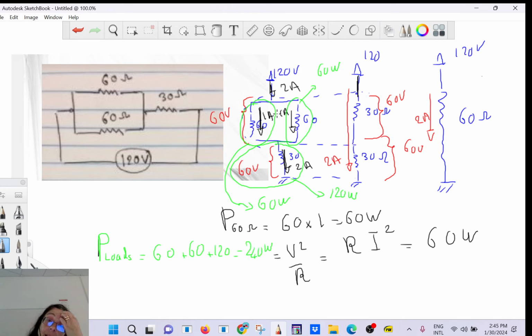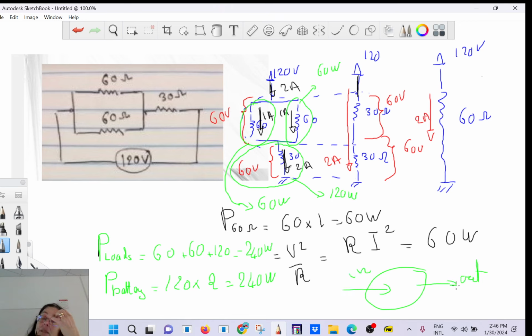240 watt. And how much is energy? Energy is produced by the power supply. It's going to be, what's the voltage? 120 times, what is the current going through the power supply is 2. So that's going to be 240. So whatever comes in has to come out, something like this. Right. So you remember when we talk about current, the current is going through the power supply.